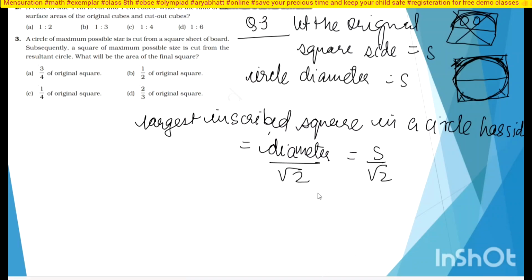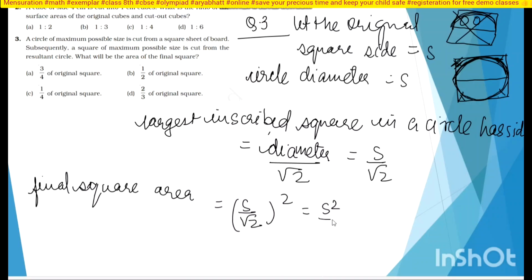Now the final square area will be S by root 2 whole square, that is S square by 2. So the final area will be half of the original one.